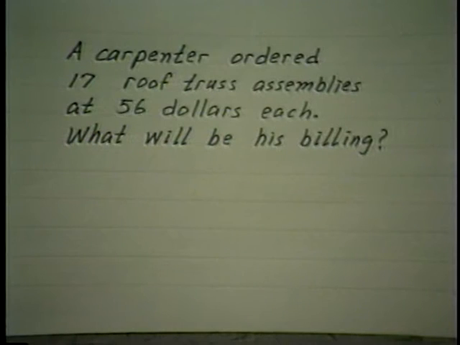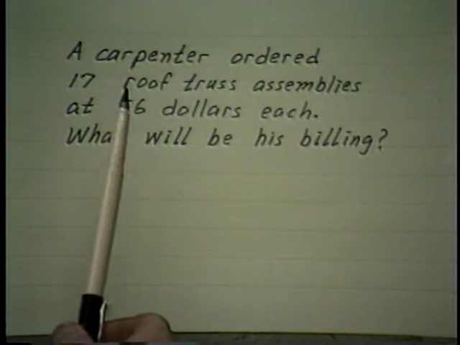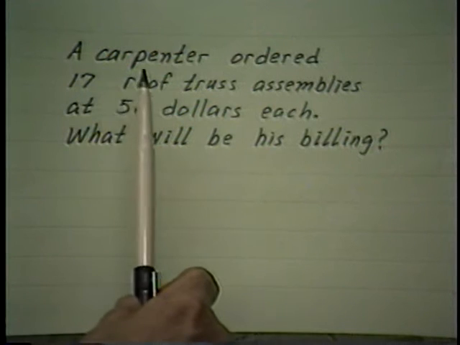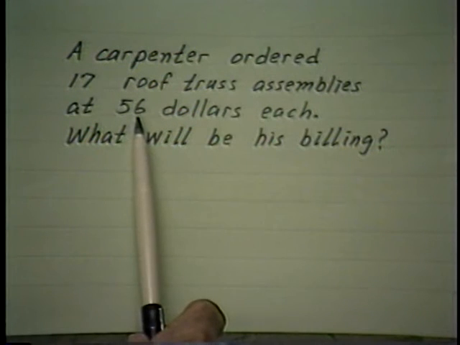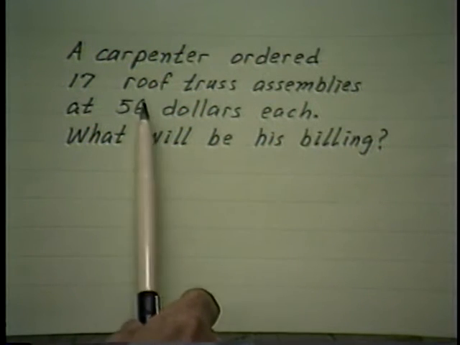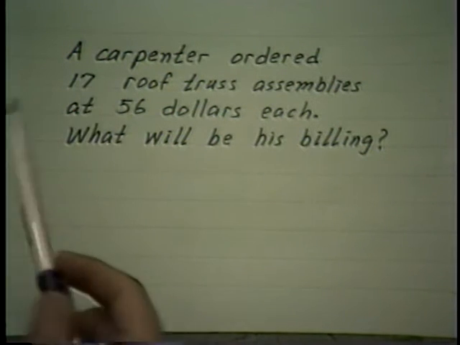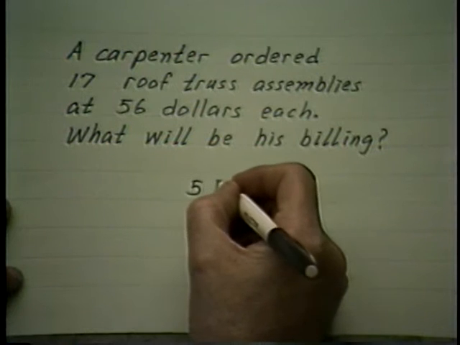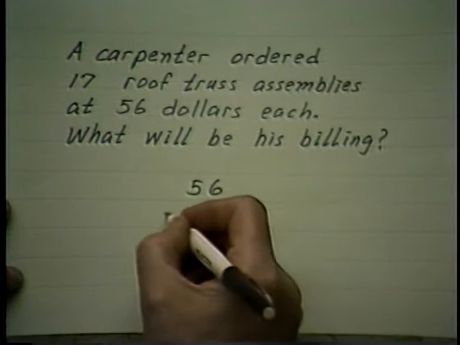And of course, most of our problems in that mythical real world comes to us in verbal forms. A carpenter ordered 17 roof truss assemblies at $56 each. Can you see where this original definition is? 17 roof trusses at $56 each. That would be 56 plus 56 plus 56, 17 times. Rather than doing that addition, we do a multiplication instead.